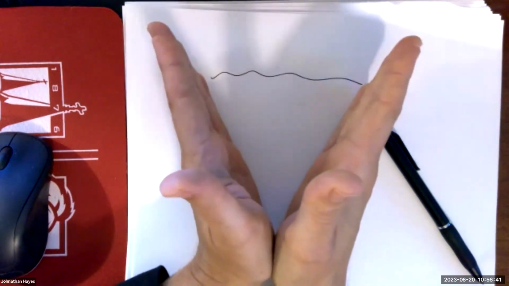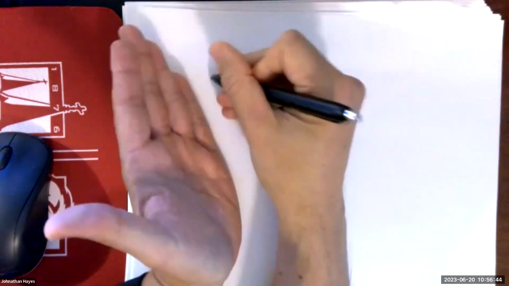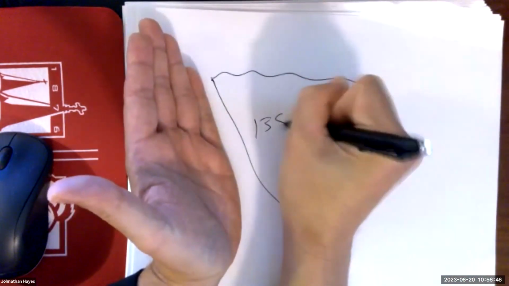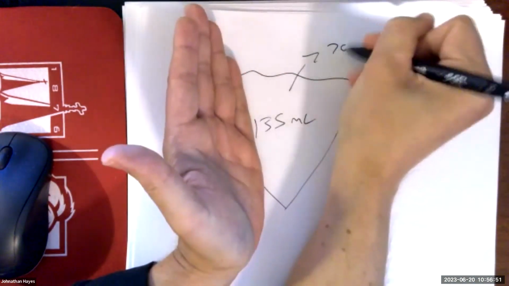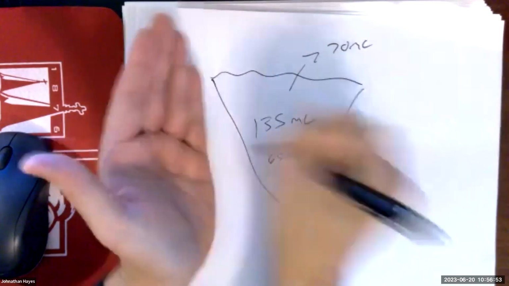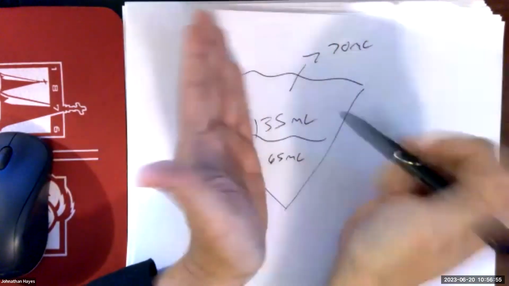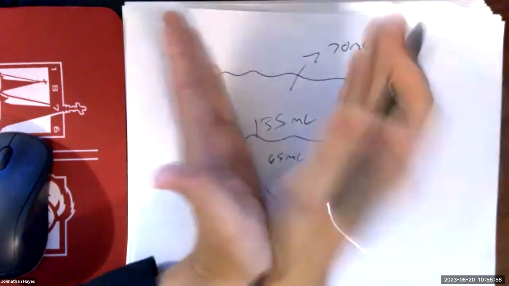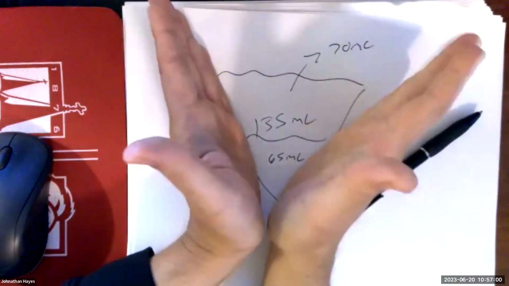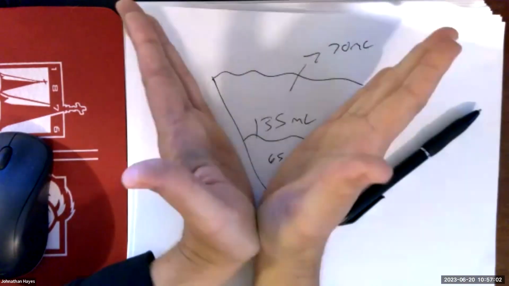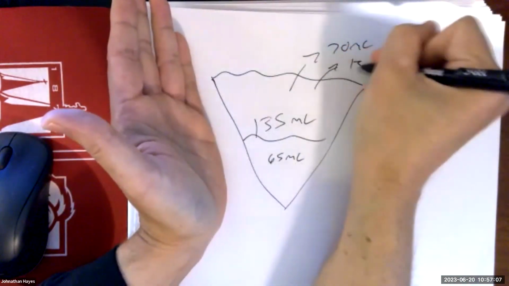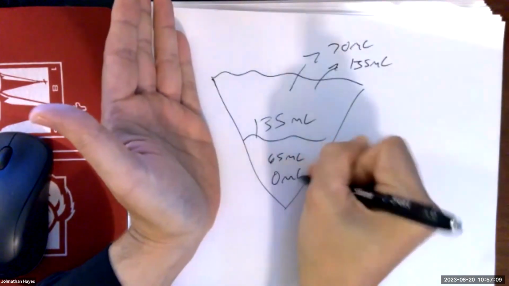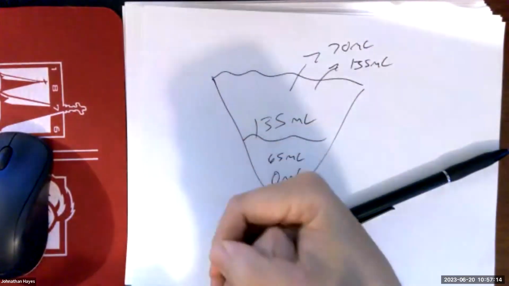So if I had 135 milliliters in there, so let's say that this is 135 milliliters total, right? And I compress it like that, 70 milliliters will leave and 65 milliliters stays behind, okay? So 70 milliliters leave, 65 stays behind. But what if I compressed it like this? Right? Now, 135 milliliters is leaving, 0 milliliters is left behind. So pretty simple, right? Yeah, no problem.